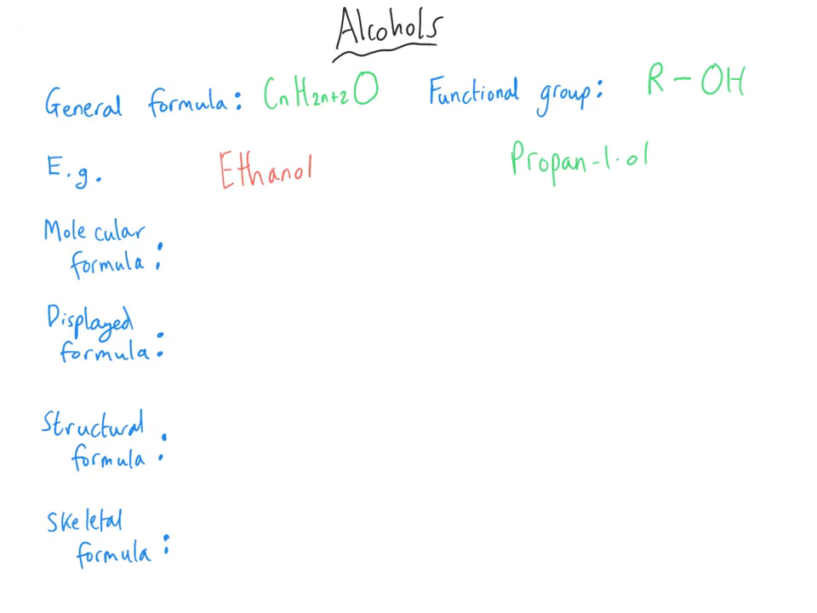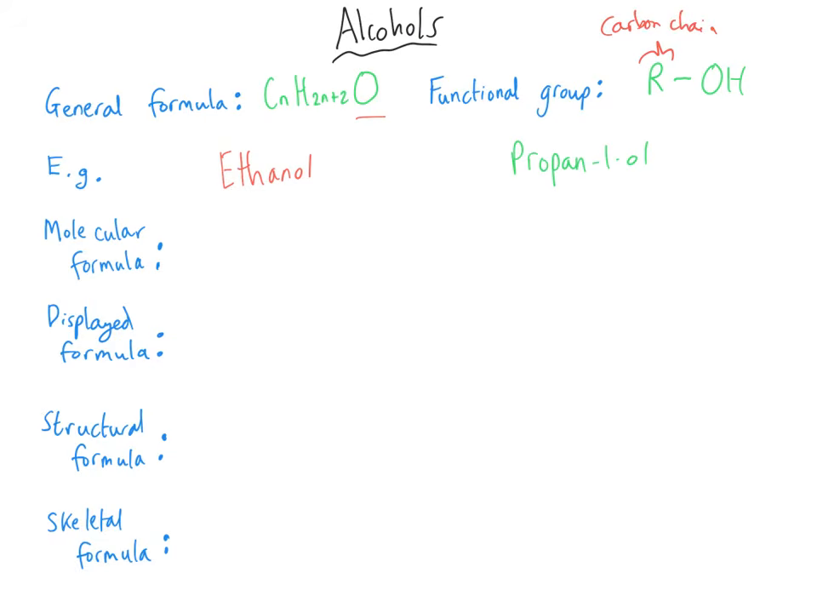Moving on to take a look at alcohols now. The general formula for alcohols is CnH2n+2O, so exactly the same as alkanes except with the oxygen on the end. The functional group for alcohols is this OH group that we encountered earlier, and that is bonded to a carbon chain of some sort. That's where R comes in. R just means a carbon chain, but we don't know exactly what that carbon chain is.